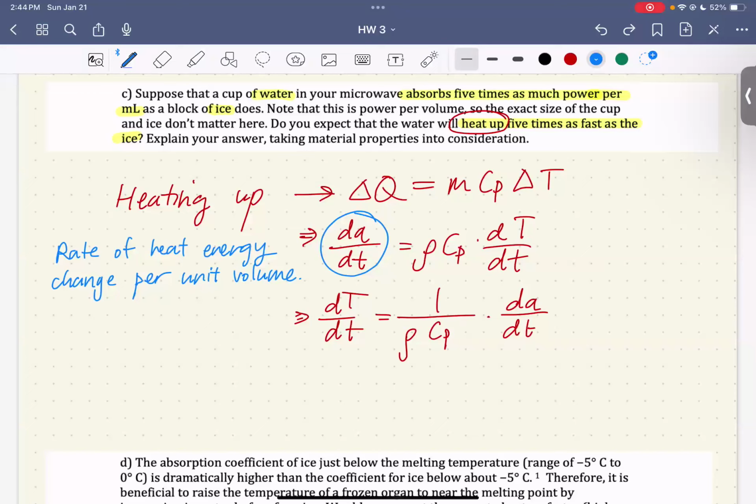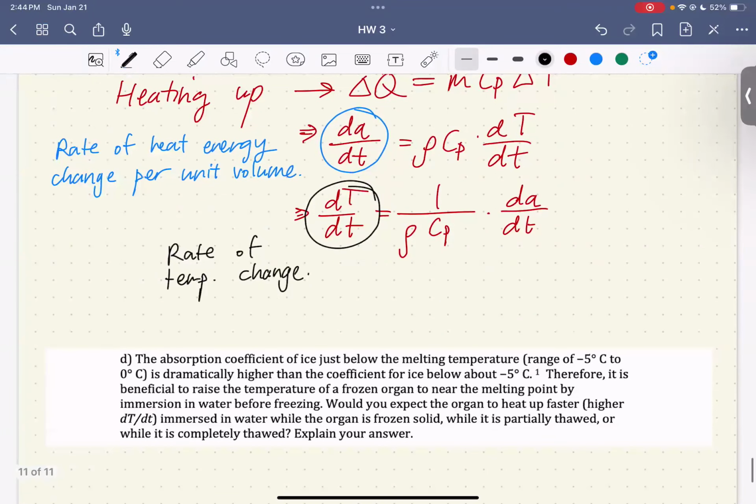And this speed is going to be simply right here, dT over dt. It's the rate of temperature change. And when I say rate, it's a time rate. How fast? It's by speed. And we have rho Cp over here. And we need to then understand that this value is influenced by rho, but it's primarily influenced by Cp, right? By Cp.